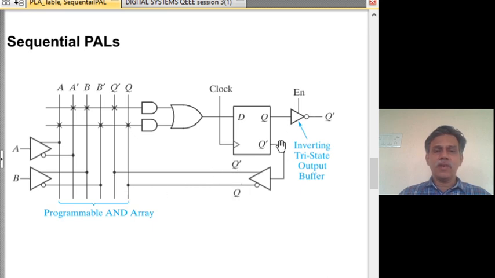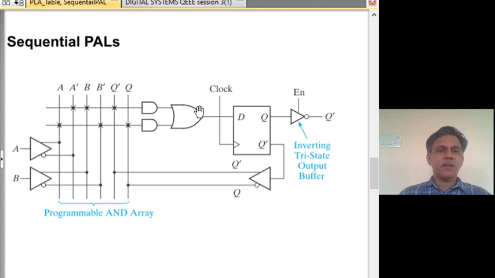What we have done is we have taken it from the Q bar and used a tri-state buffer, an inverting tri-state buffer here also, to generate this one. So, here the Q bar comes out, and one more bubble will create Q; they are all available.